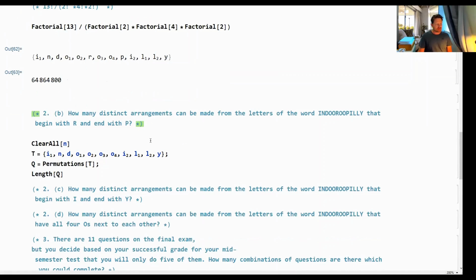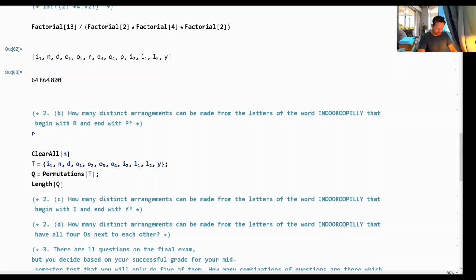So the next one: how many distinct arrangements can be made from the letters of the word interpilly that begin with R and end with P? All right, so if we're beginning with R and ending with P, I can see that I've got some clues on this in here. So basically what I've done here is I've deleted the R and the P from this list. And so I want to draw an image of what I'm talking about here. So begin with R. So basically I want to fix the R. Since I don't want that to be taken as code, I'll put a comment around it.